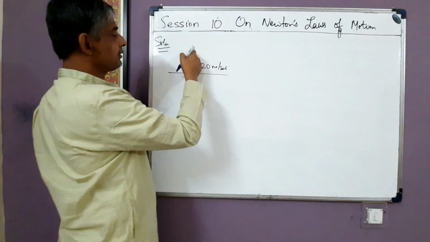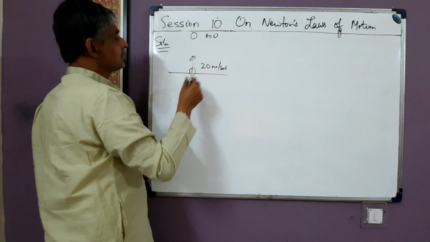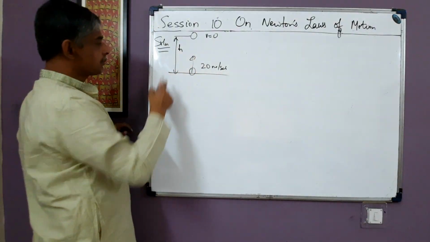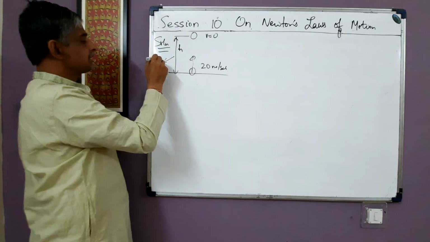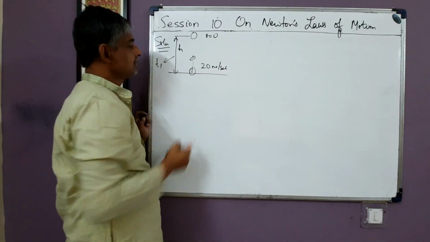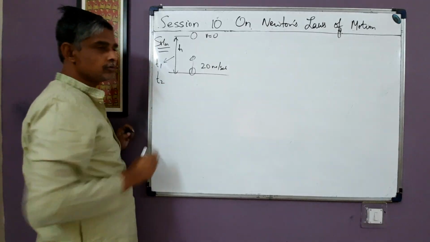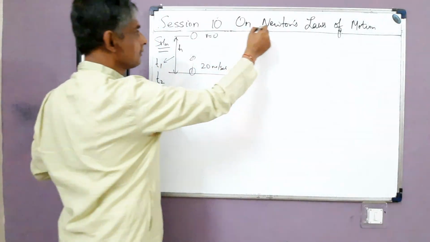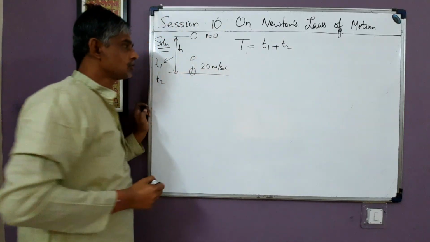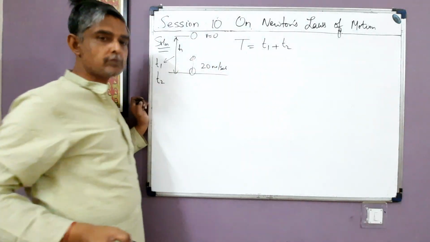As it moves up, its speed goes on decreasing. At a certain instant, when it reaches its maximum height h, its speed is 0. Suppose it takes t1 time to move up; t1 is the time of upward journey. Then it begins to move down, and when it reaches the ground its speed is 16 meter per second. Suppose the downward journey takes time t2. So the total time of journey of the block is t equal to t1 plus t2.